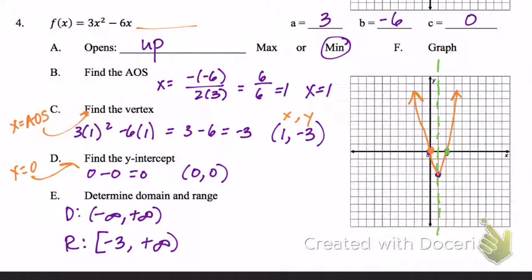My domain is always negative infinity to positive infinity, and my range is going to start at negative 3 and go to positive infinity.